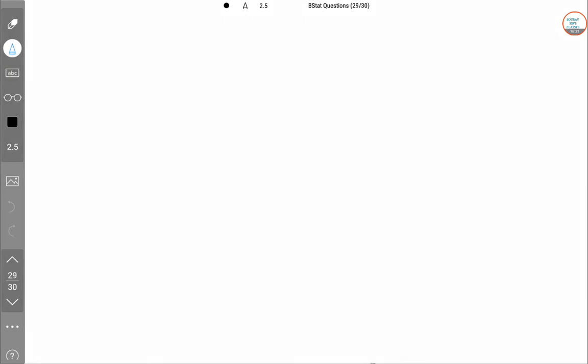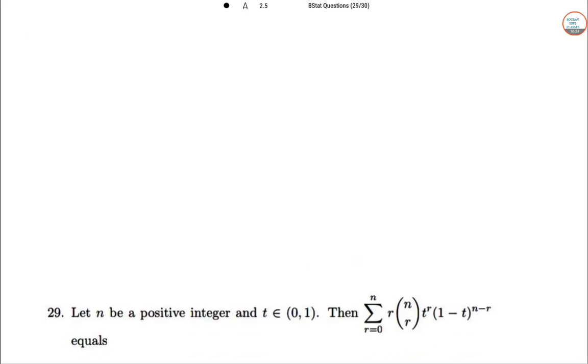So 28 done. Last 2 left. So let n be a positive integer, where t belongs to 0 to n, and in this case we need to find out this value. Okay, so let me just write it down.